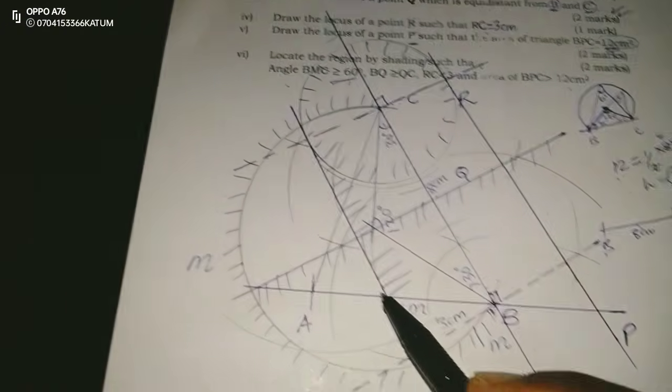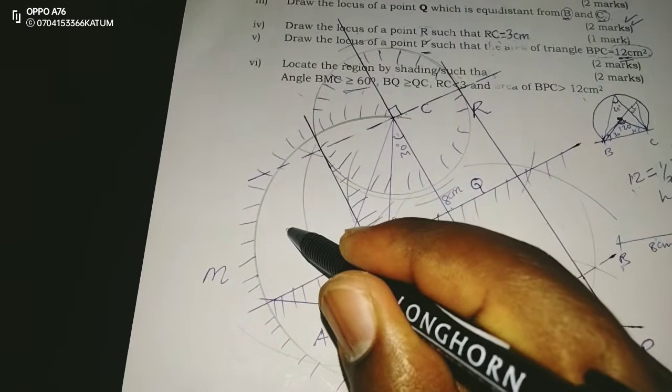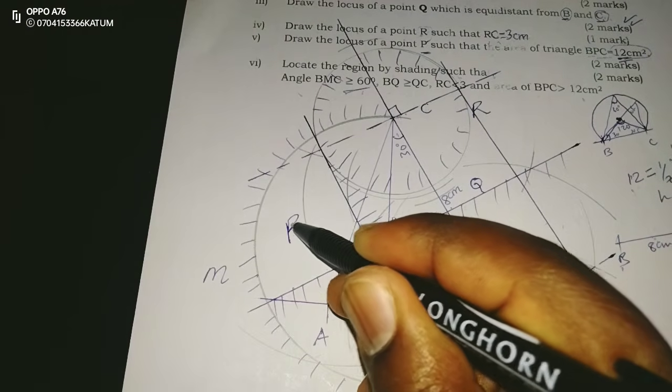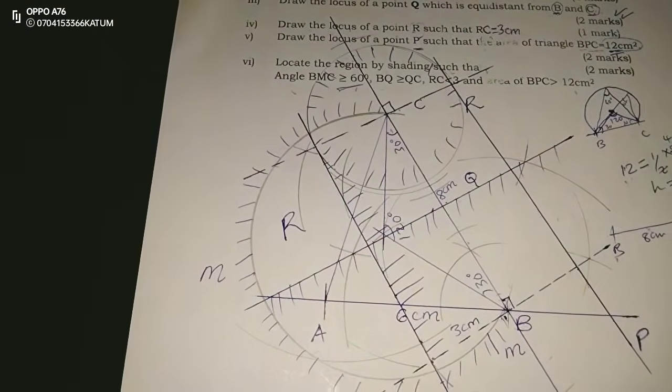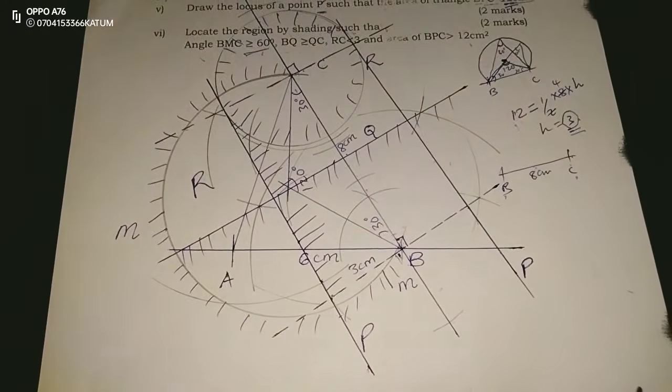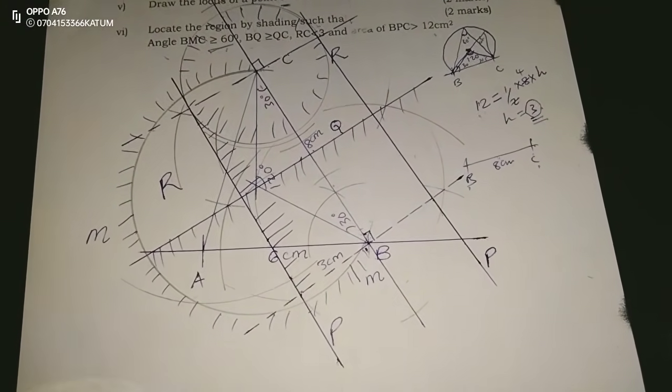Therefore, you discover that there is a region satisfied by all those conditions. And this is the region. I can call it R. So that is how we come up with the desired region.